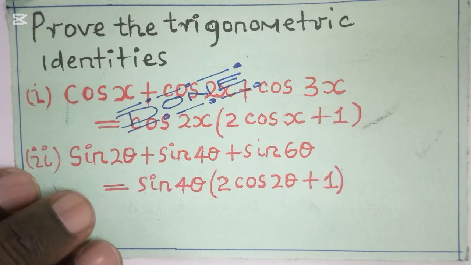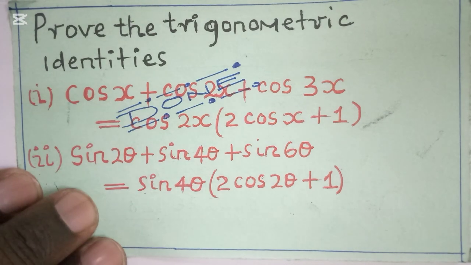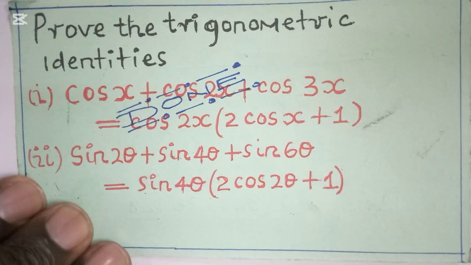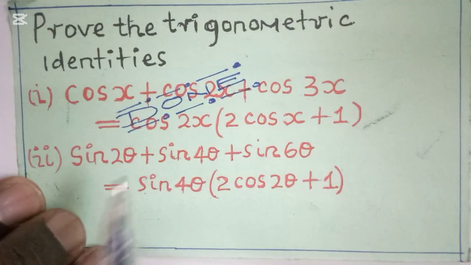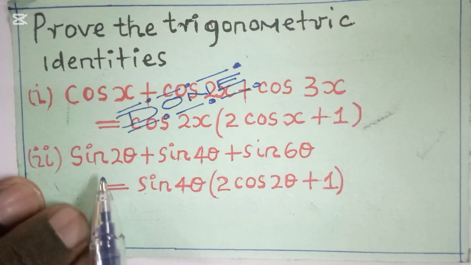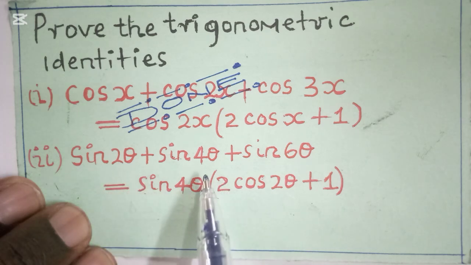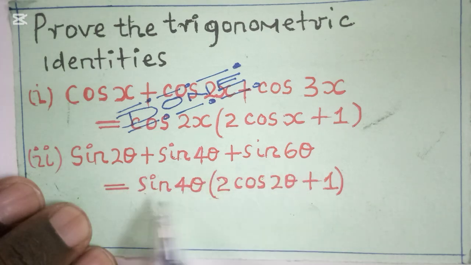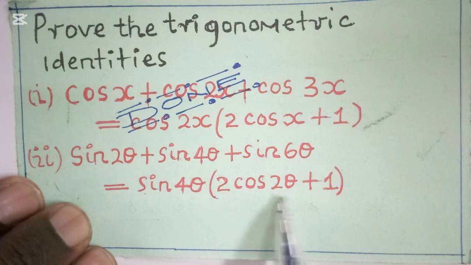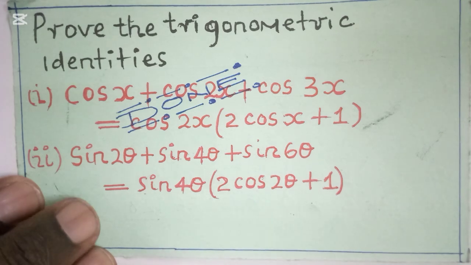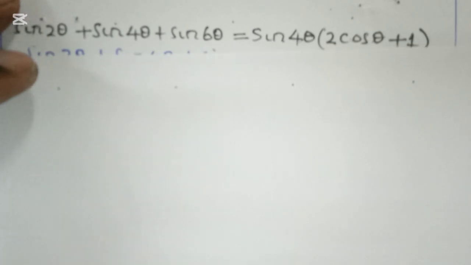And guys, I read the question. The question states, prove the trigonometric identities. Guys, we have done that. Now we come and do this. Sin 2 theta plus sin 4 theta plus sin 6 theta is equal to sin 4 theta into the bracket 2 cos 2 theta plus 1. Guys, our question is right here. And so we can now go ahead and do it just here, guys.